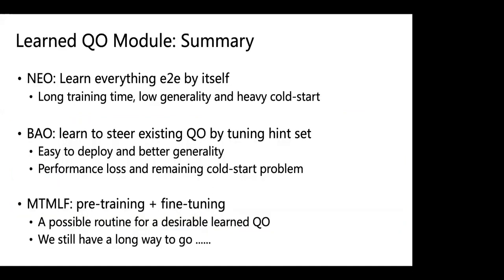Just as a summary, for the learned query optimizer as a whole, Neo learns everything by itself; its training time is long, its generalization is low, and it has a heavy cold start problem. Bao tries to steer the existing optimizer by tuning its hint set. It is easy to deploy and has better generality, but it has some performance loss and a remaining cold start problem. We take a step forward with our MTMLF framework using pre-training and fine-tuning. It's a possible route for a desirable learned query optimizer, but we still have a long way to go. This is the second part.